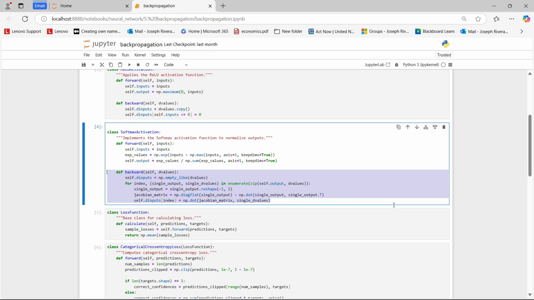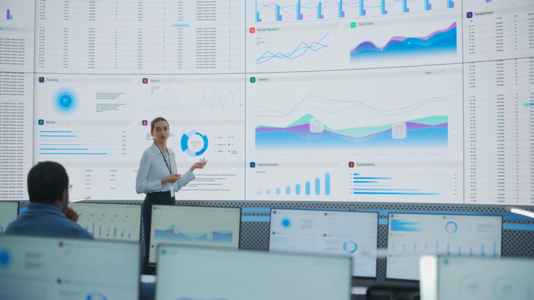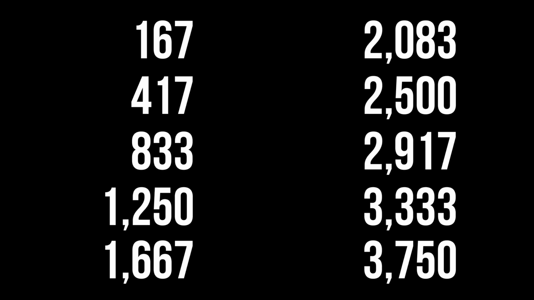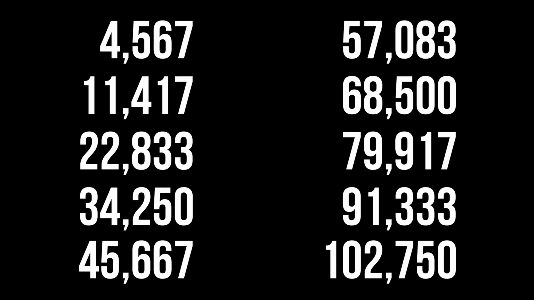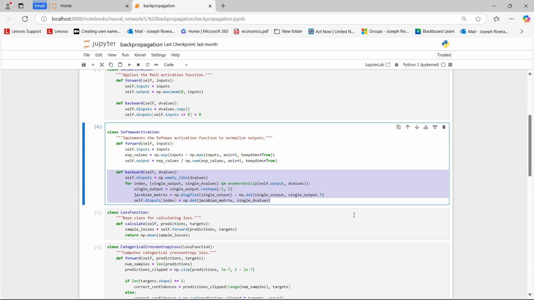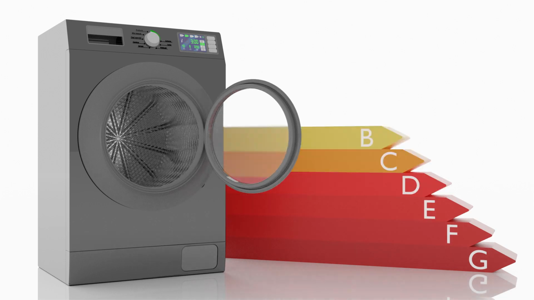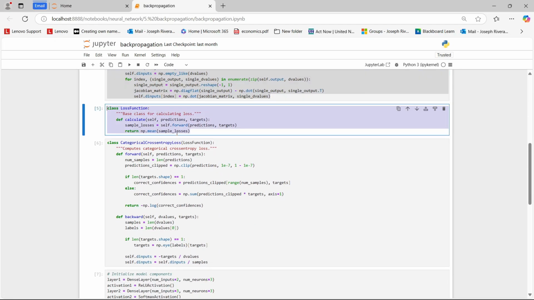Softmax ensures that the network's final decision is interpretable by assigning a probability score to each possible class. So what would happen when there is no softmax? Without softmax, our model's predictions would be meaningless numbers instead of clear, actionable probabilities. So with that said, we can say that it plays a crucial role in classification problems because it ensures our network can confidently pick the right answer. So what about the loss function? We have here the two classes.